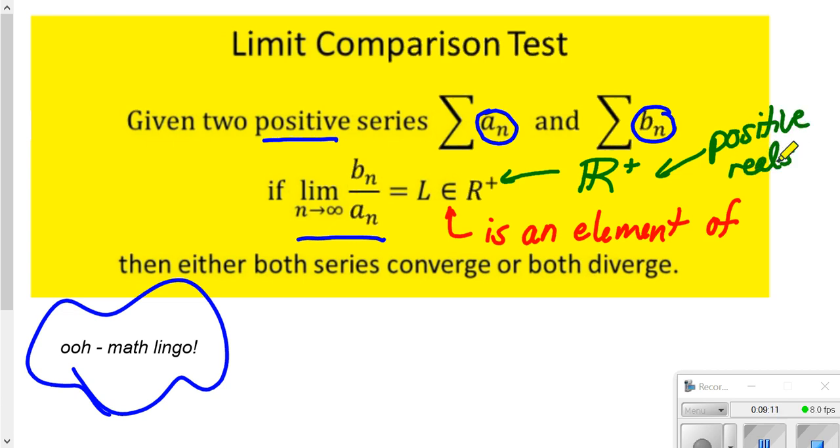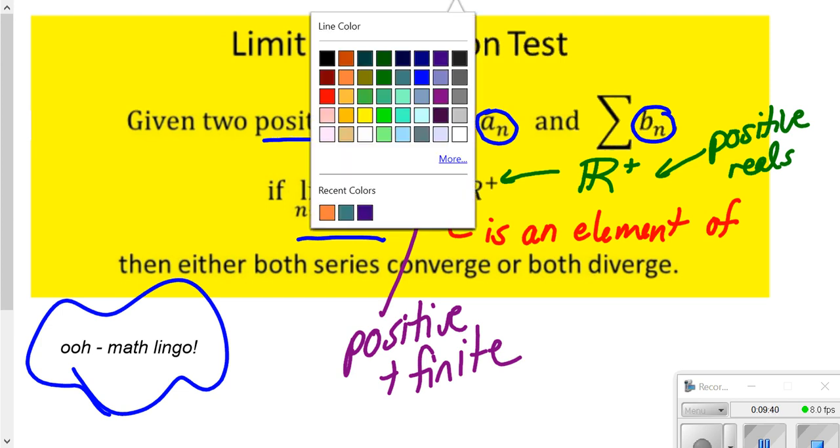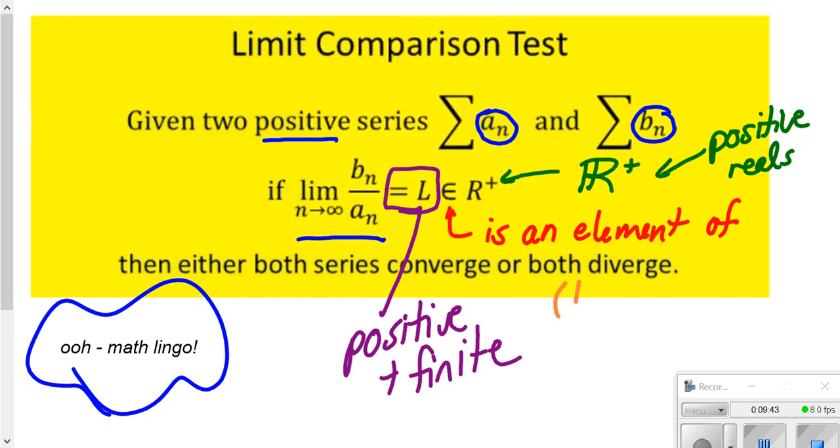Okay? So the positive real number is an element of the positive real numbers. So if the result of this limit question is some value that is an element of the positive reals, in other words, it is not infinite, okay? We want something that is both positive and finite. If that is our result, then either both series converge or both diverge. So they behave the same is the result.